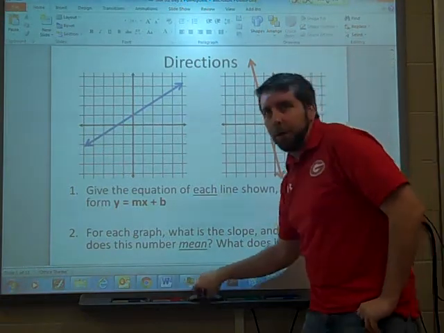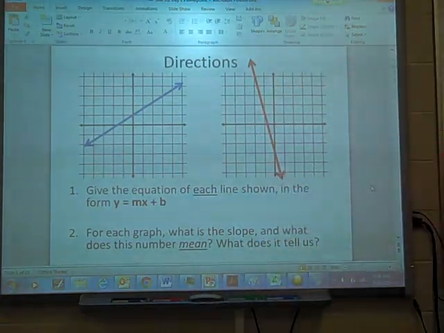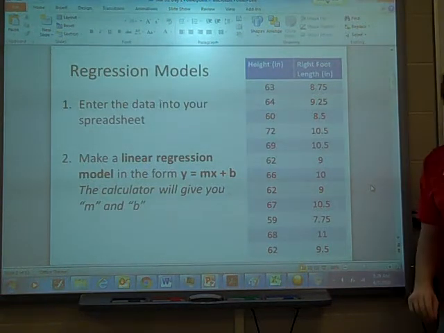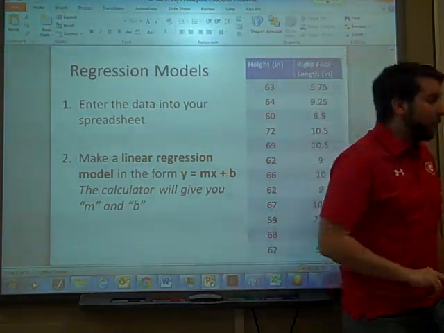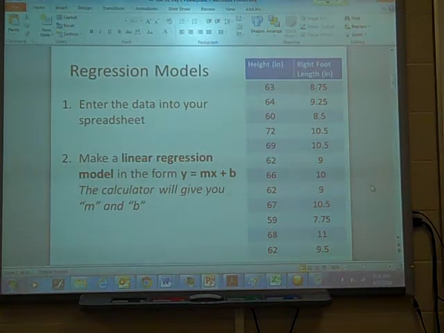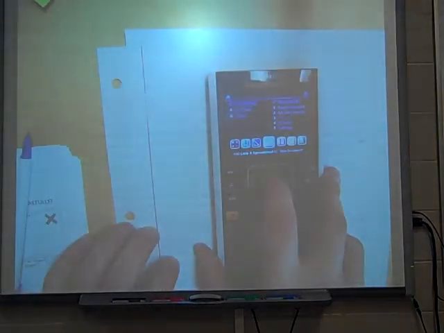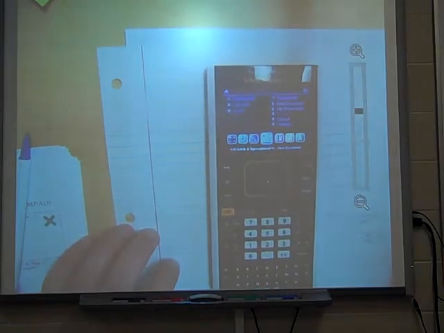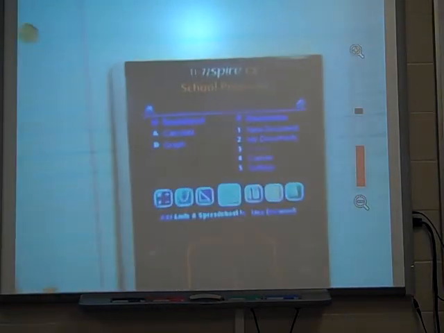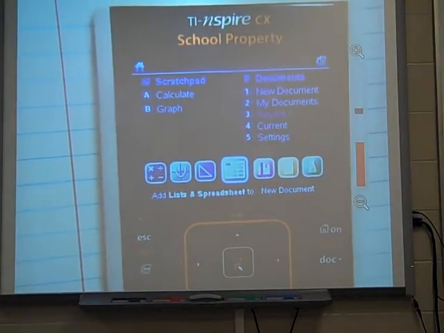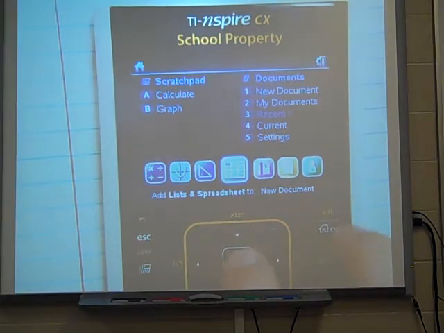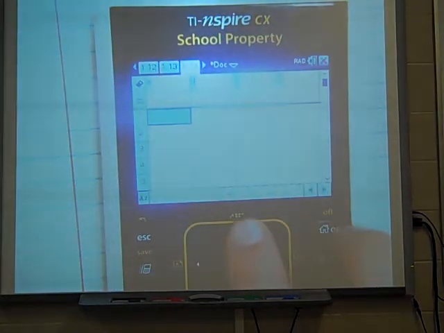So let me get this off here. Alright. So, I'm going to show you guys in calculators how to make these models. So, really it's the same as what we've been doing. So what you'll do, first you will get your calculator out. I'm going to zoom in, make sure everyone can see. A giant calculator.